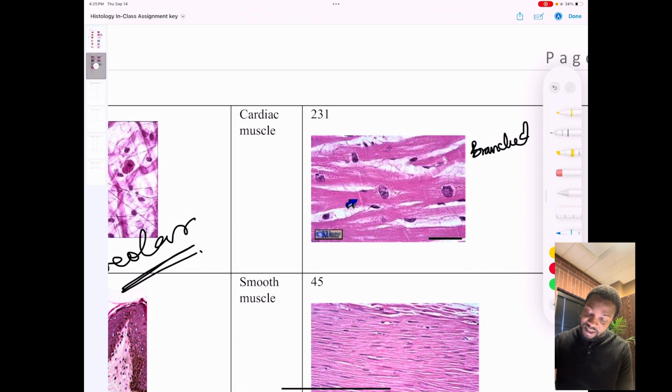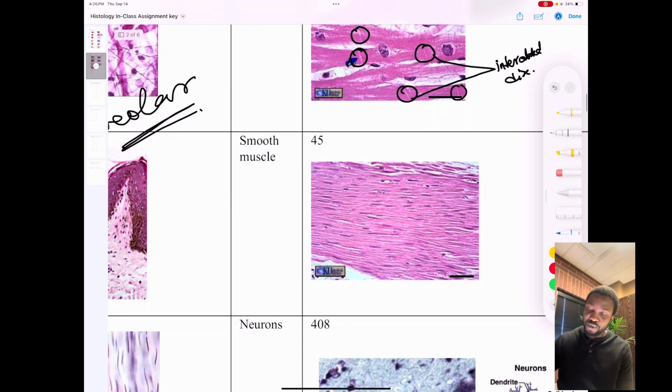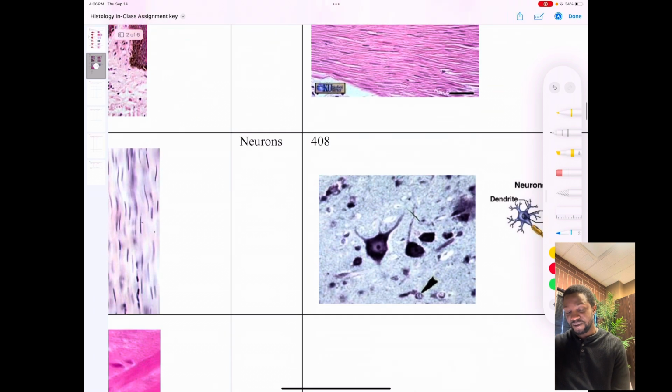Okay, it's branched, and then you have these intercalated discs. Then we have smooth muscle, involuntary, no striations.